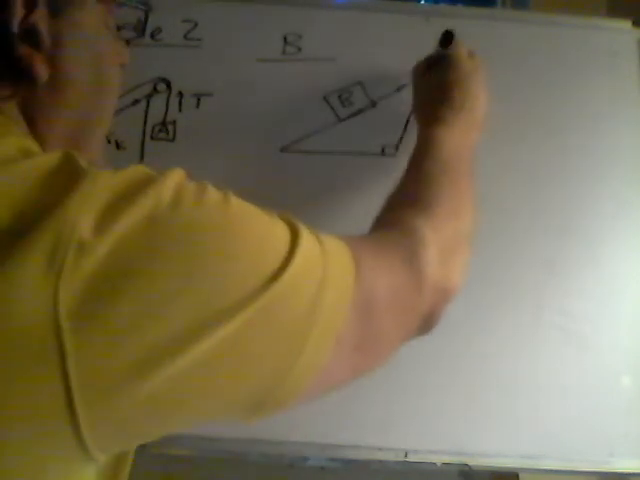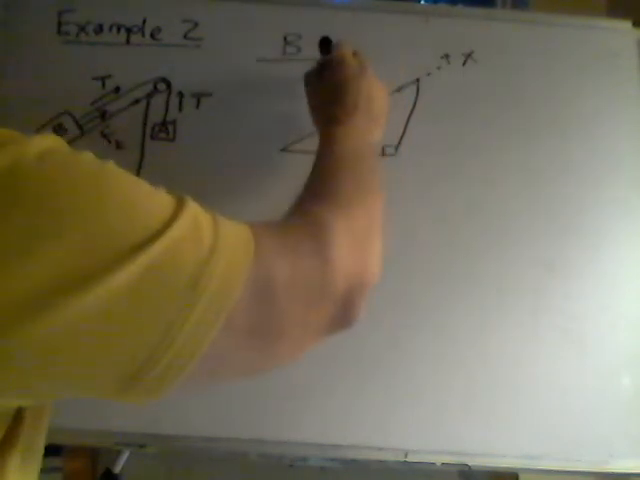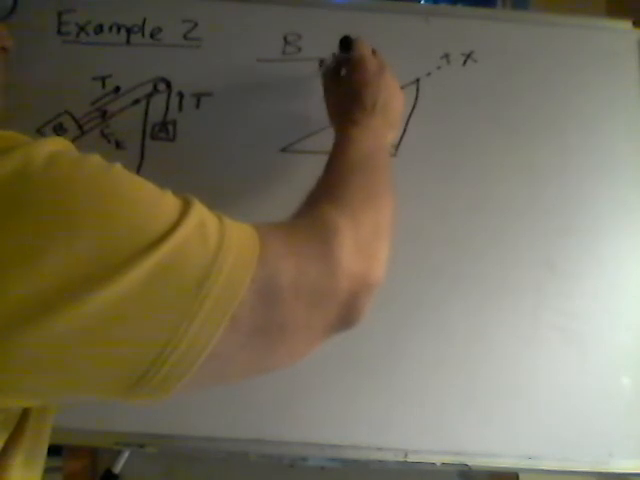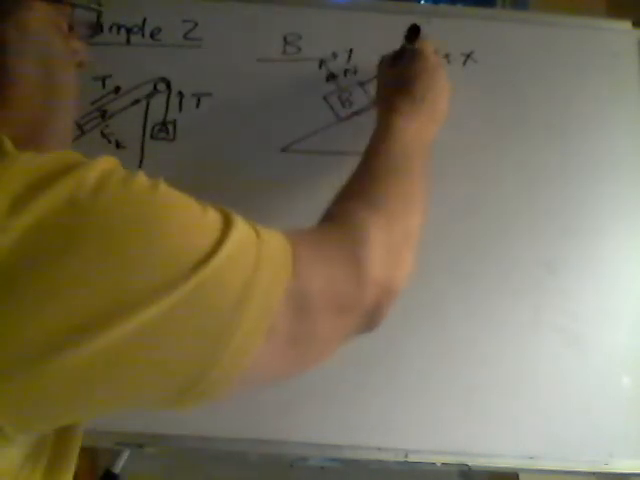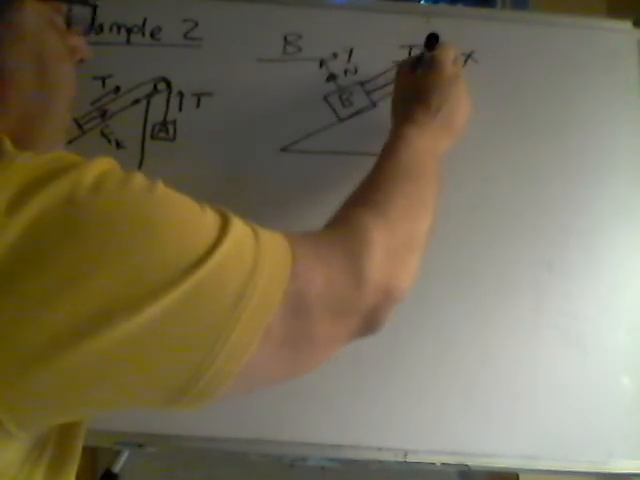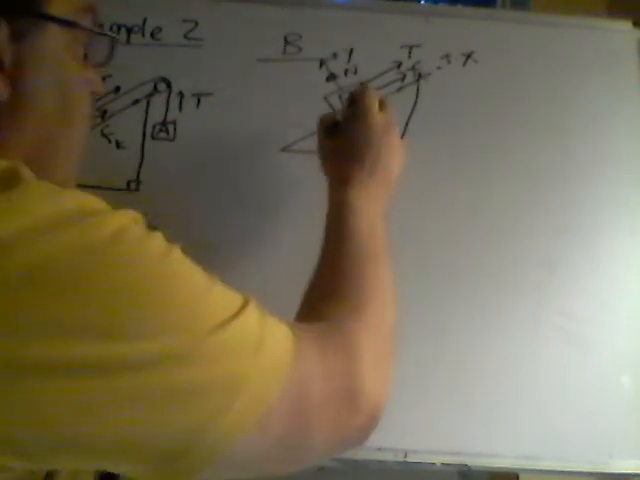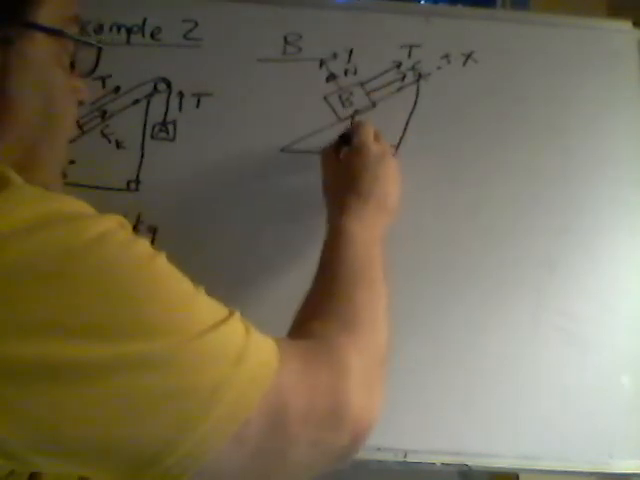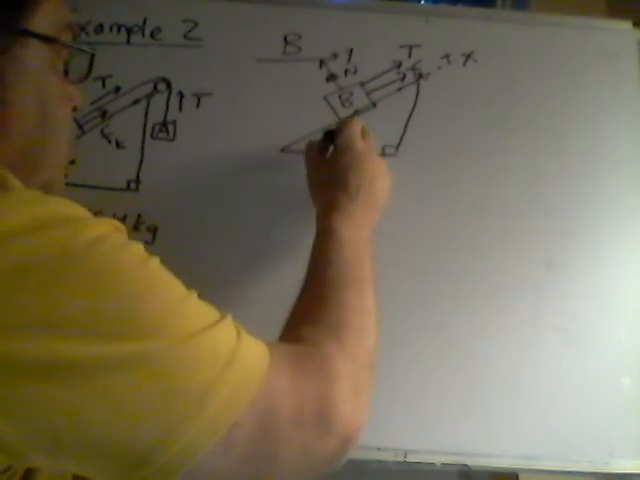Well, I'm going to use my tilted coordinates. There's my positive x-axis. And then here's my positive y-axis. The normal force is going along positive y in this new system. Tension is going up the x-axis, and so is friction, kinetic friction. And again, the only other force is that weight is straight down. Again, that'll be m sub b g.